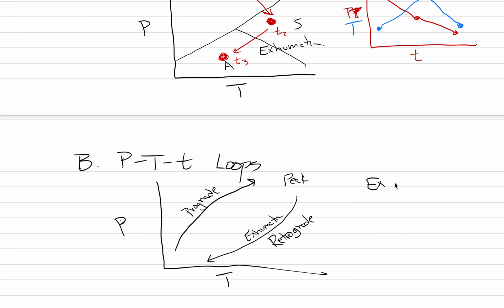And when we do exhume something, you can do it in two different ways. You can do it tectonically. Imagine you bringing material up to the Earth's surface along a fault, or you can do it via erosion.